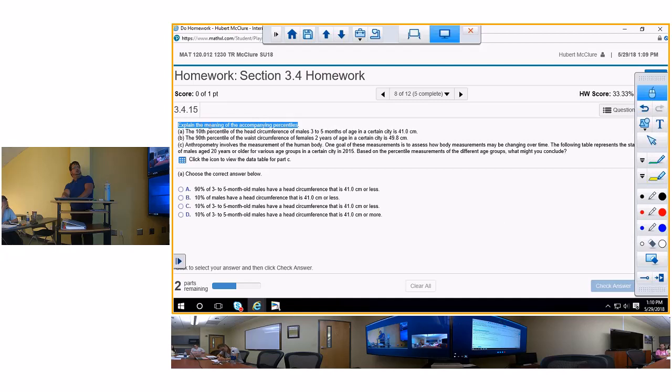Explain the what? Meaning. When you see explain the meaning, that means it can be kind of open, okay? In other words, it's not mathematical. You're going to explain something. That means you're going to interpret something, okay? The 10th percentile of head circumferences of males from 3 to 5 months of age in a certain city is 41 centimeters. Okay, the 10th percentile.